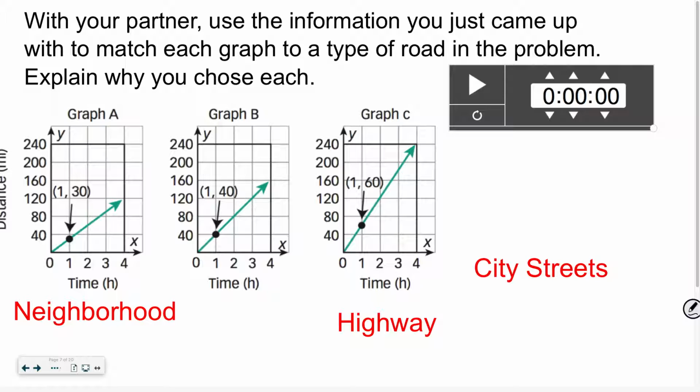All right, so what do we think? City streets? Why do we think Graph B is city streets? Anybody else want to give it a try? Why do we think Graph B might be city streets? Yeah, he's not going too fast, he's not going too slow. He's probably going, usually like Route 88 is about 40 miles per hour. Okay.